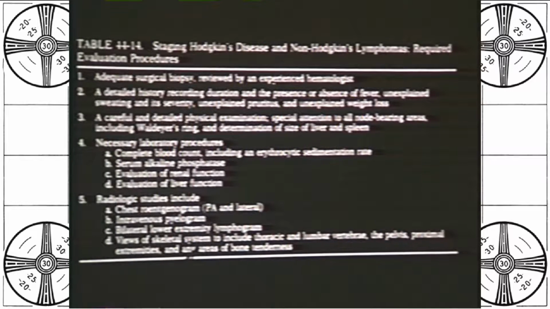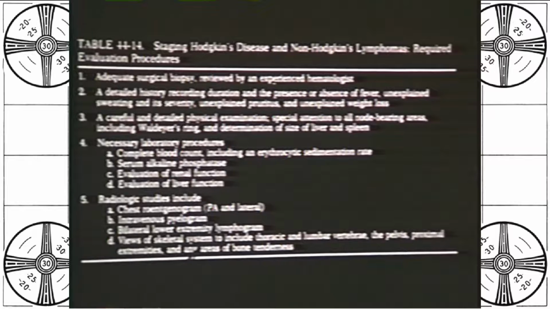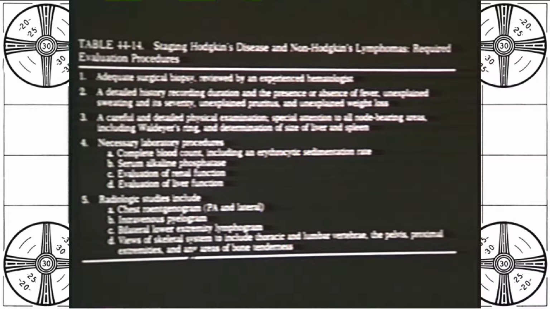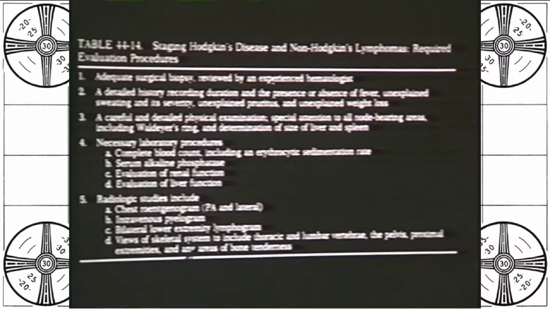And staging sounds very complicated, but it's not. Basically what we do is, again, a good history, physical examination, routine labs, CBC, chemistries. We do certain more sophisticated laboratory procedures such as the bone marrow to determine if the tumor has spread to the bone marrow. And then we do radiologic studies to determine the extent of the disease. And for practical purposes that means a chest, abdomen, and pelvis CT. Sometimes we have to do some neck CTs, but they're not necessarily very helpful.